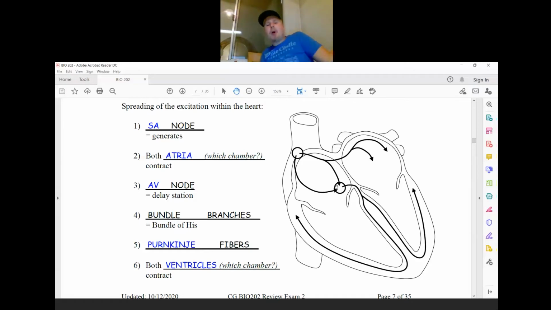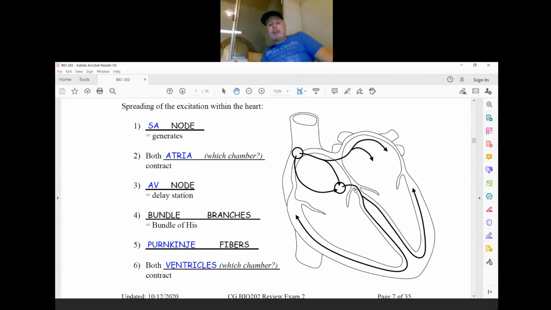This is a spot where the electrical currents are delayed, just slightly. So there's a little bit of a pause before we let these electrical currents proceed further. This pause is so that our atria have enough time to fully contract and fully empty all the blood to the ventricles. So it makes sense that we have a slight delay.